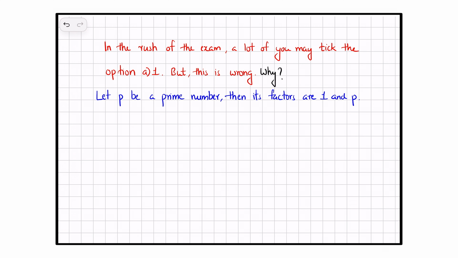Let P be a prime number, then its factors are 1 and P, that means we have 2 factors. Okay? And therefore option C, 2 is the correct answer.